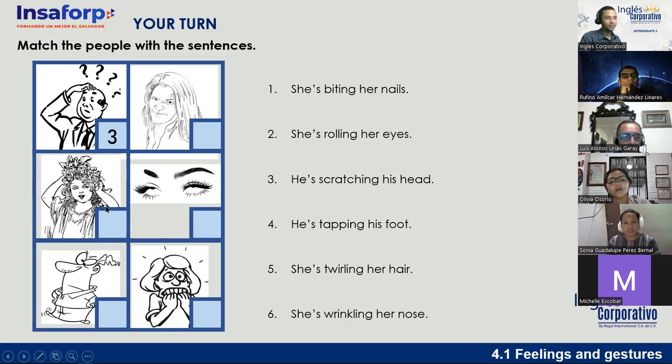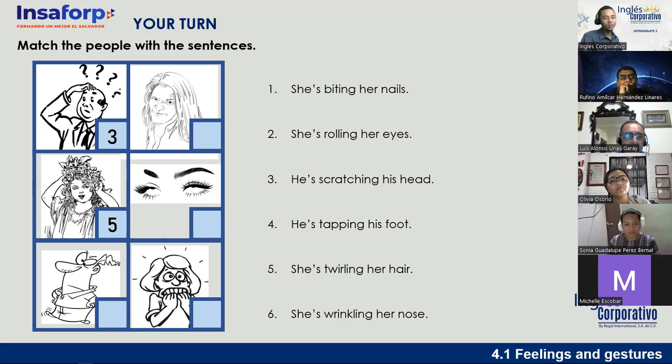Luis. Number five, she's twirling her hair. That's right, okay. What is that? It's mostly when girls play with their hair a little bit, okay? She's twirling her hair, okay?